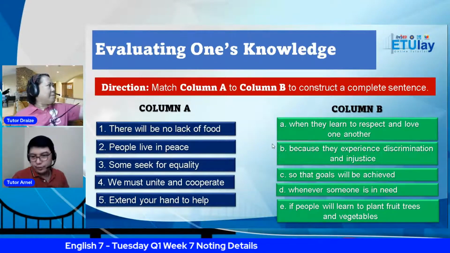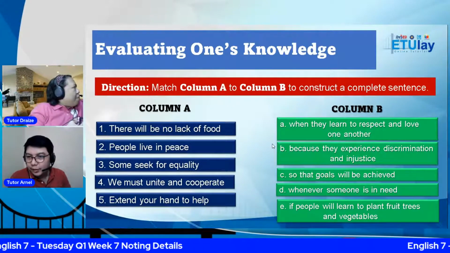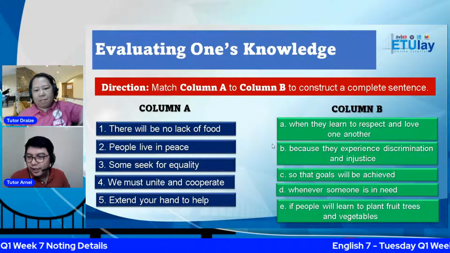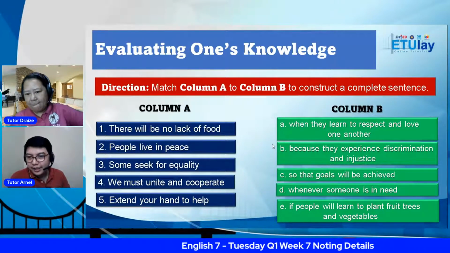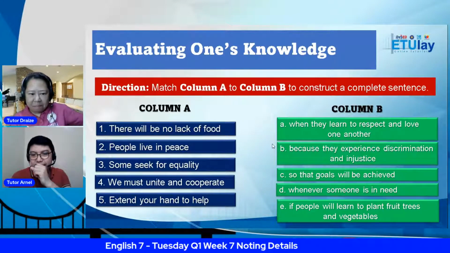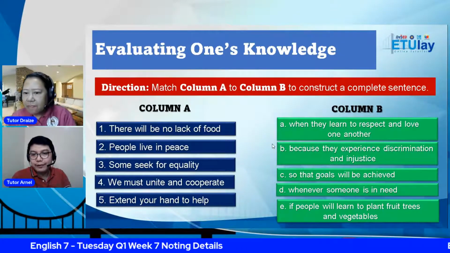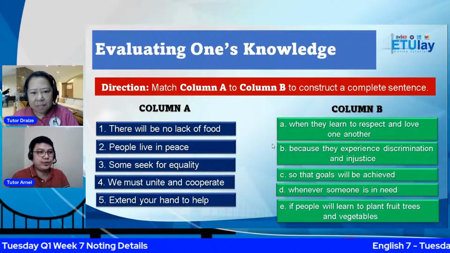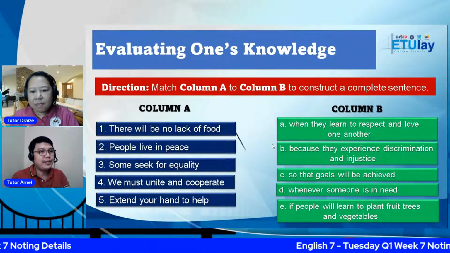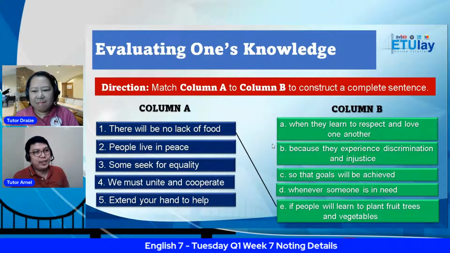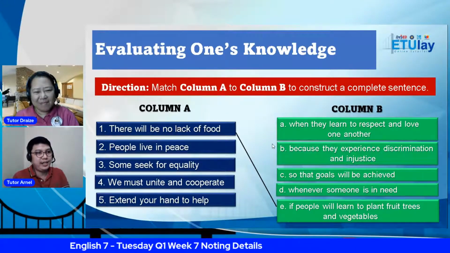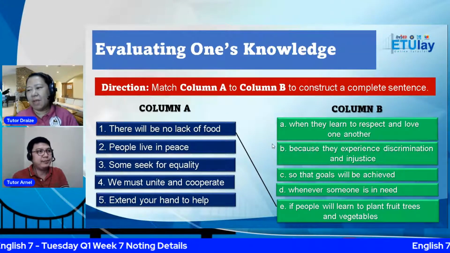There will be no lack of food. All right. I think I'm seeing a lot of students sending their answers, and most of them are sending letter E. Letter E is if people will learn to plant fruit trees and vegetables. All right. Let's see if that's the correct answer. All right. Very good. The correct answer for number one is letter E.